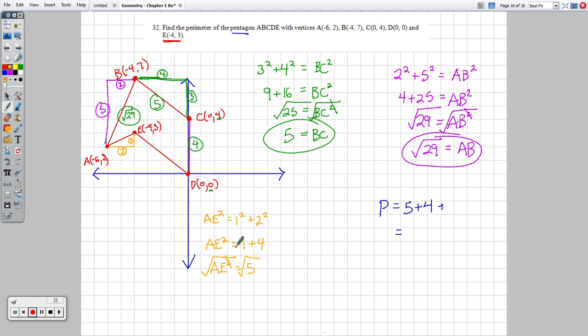We take the square root of both sides then. Square roots and square roots cancel. AE would equal the square root of 5. That's an important piece of information, but not our final answer yet.